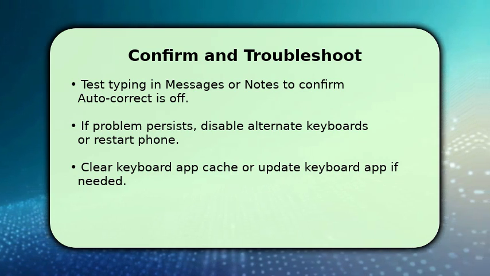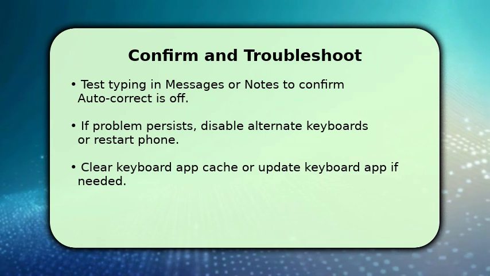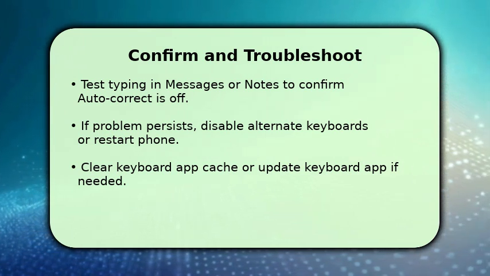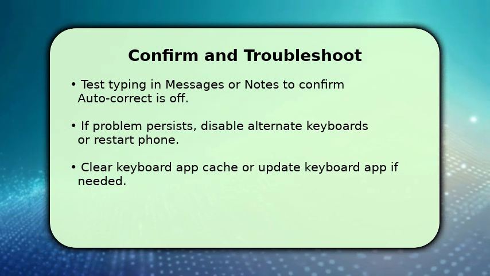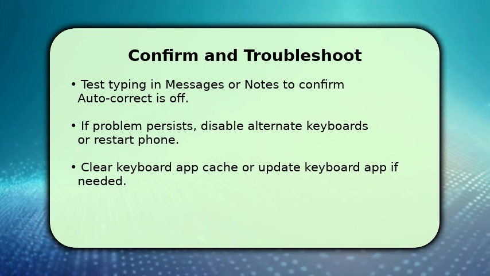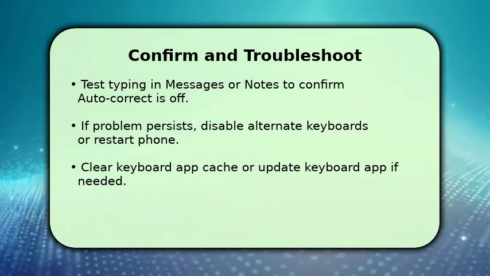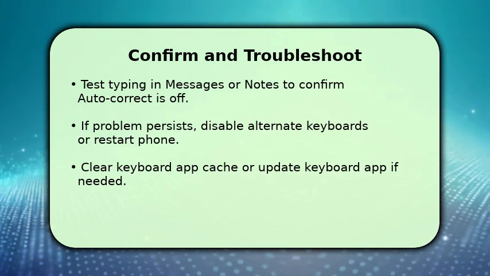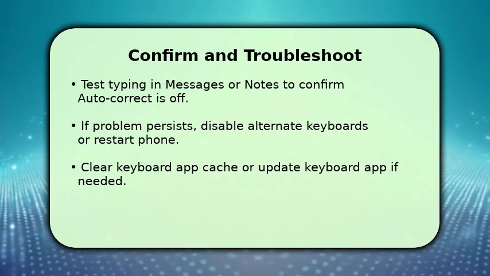That verifies success. If autocorrect persists, make sure no other keyboard is active. Disable or uninstall alternates, then restart the phone to apply changes. If issues continue, clear the keyboard app cache or update the keyboard via the App Gallery or Play Store. Corrupted data or outdated builds can reintroduce unwanted behavior. That single troubleshooting step usually fixes lingering problems.